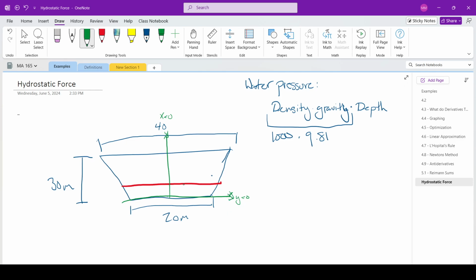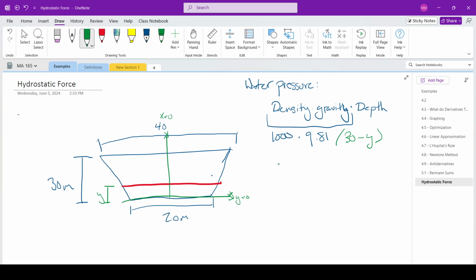So I want to know how deep this is right here. I can say it's 30 minus y is how deep it is going to be, because right here it's 0, and right here it's 30. So the depth in this case is going to be 30 minus y, because this value right here is just y. What's left over, the portion that's left over, is how deep it is. So we feel good about this.